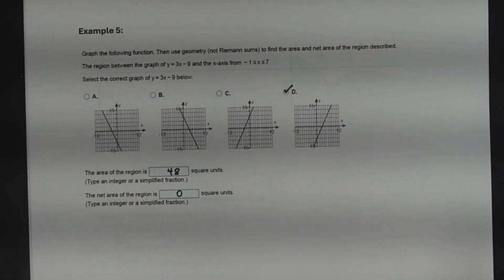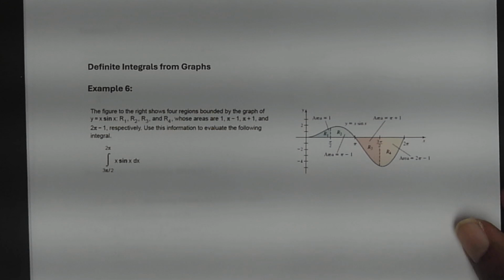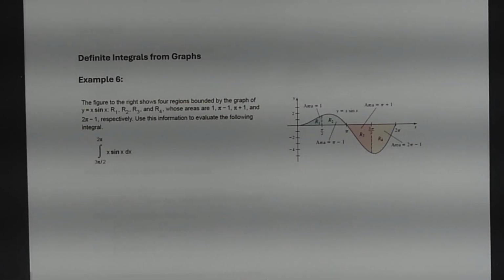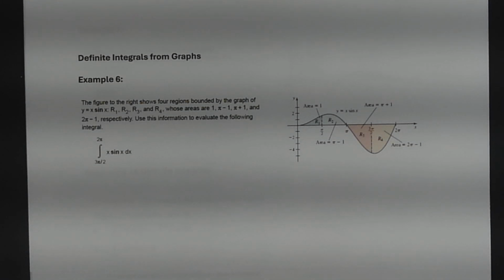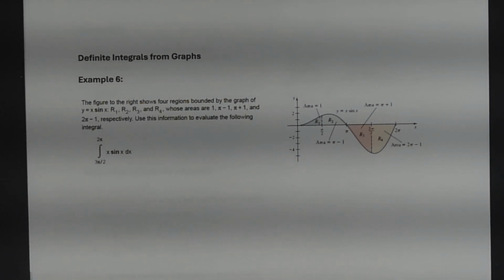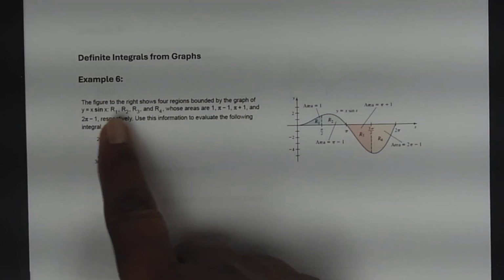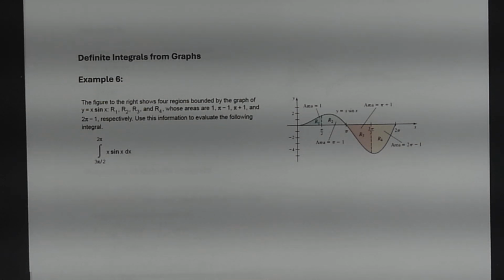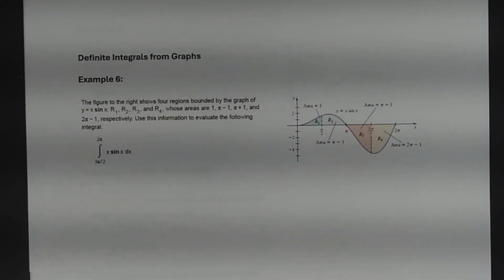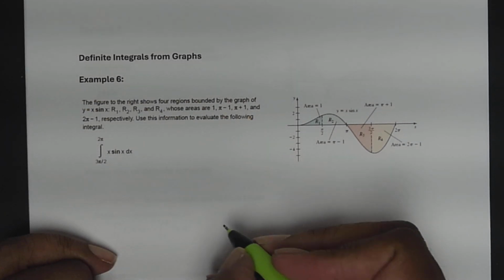All right. Now let's look at definite integrals from graphs. Let's say the figure to the right shows 4 regions bounded by the graph of y equal x times sine of x, R1, R2, R3, and R4, whose areas are 1, pi minus 1, pi plus 1, and 2 pi minus 1, respectively. And we want to use that information to evaluate the following integral. So here we have the integral from 3 pi halves to 2 pi.